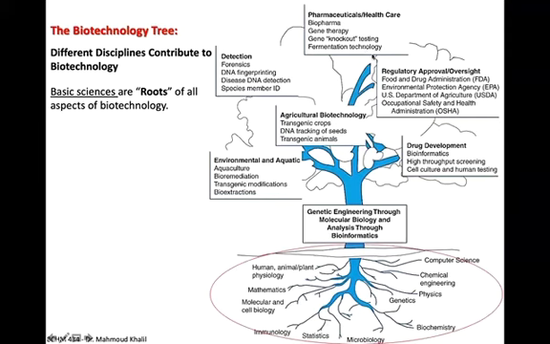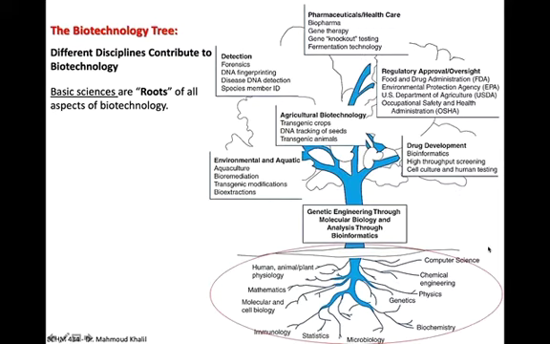So these roots are represented by basic sciences. You can see chemistry, physiology, mathematics, molecular and cell biology. You can see a lot of basic sciences that all give the strengths for the understanding of the science behind biotechnology.